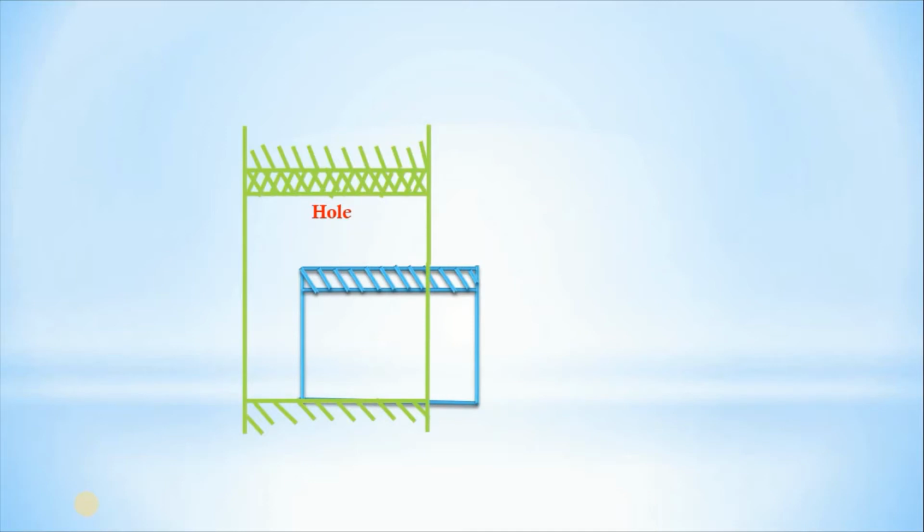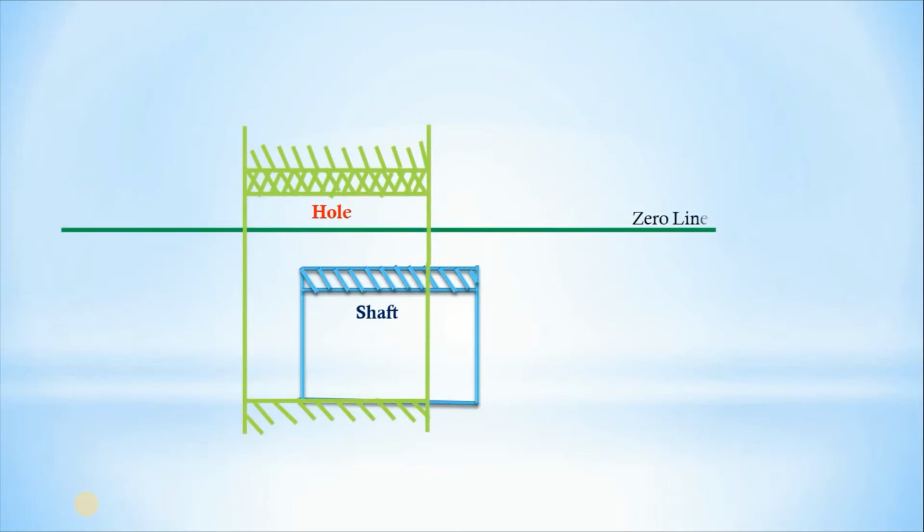A hole is a female part which assembles with a shaft, which is a male part. So when we assemble any system, we have to assemble a hole and a shaft. Then, based on the zero line, which is the line that represents the basic size, the deviation from the basic size is zero.